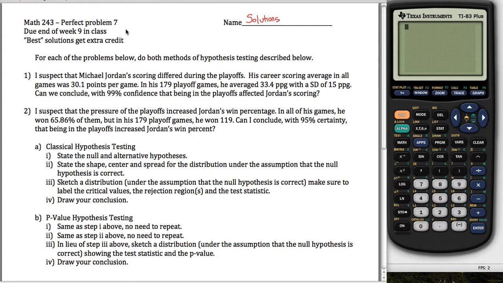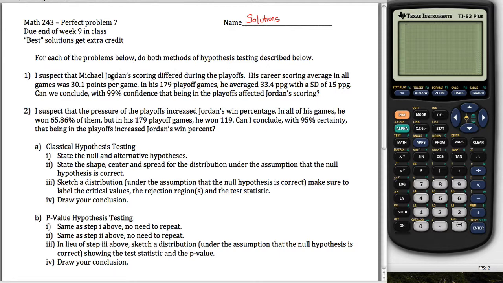All right, here are solutions to perfect problem 7 for Math 243. We're given these two different situations, and we want to do classical hypothesis testing and p-value hypothesis testing for both of them. So in this first one, we're talking about Michael Jordan and how much he scored during the playoffs.